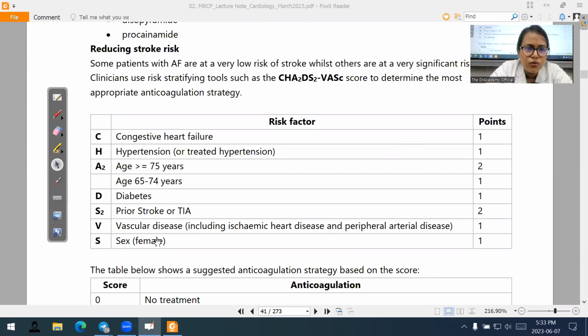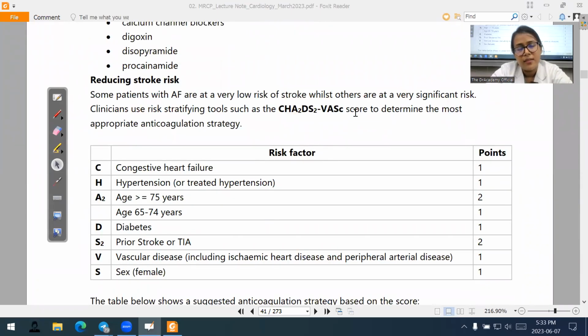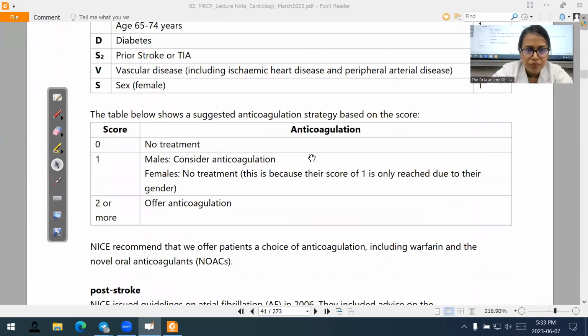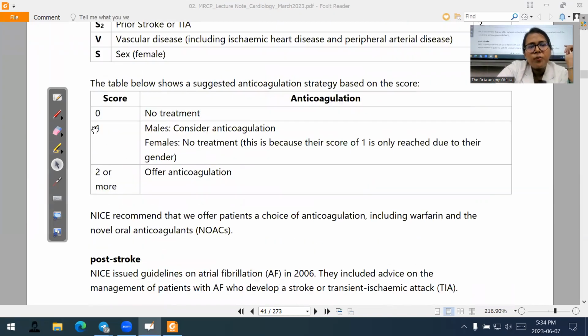A is just to remember it by. S is for sex, for female sex it's more dangerous. So a score of 0, no treatment. A score of 1 for the male, consider anticoagulation. This is a gray area. And for female, there is no treatment because for female sex they're getting 1 point. And if the score is 2 or more, then there is a definite indication for anticoagulation, and this should be considered lifelong. A lot of people have debate regarding the score of one in the male. Some consider aspirin, some consider warfarin, depending on the risk versus benefit ratio.